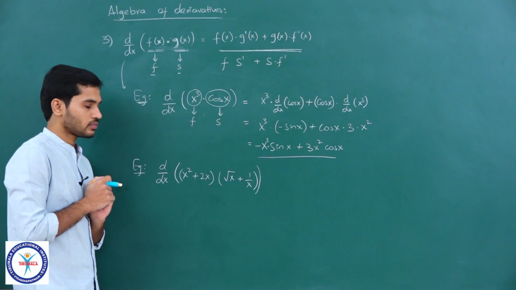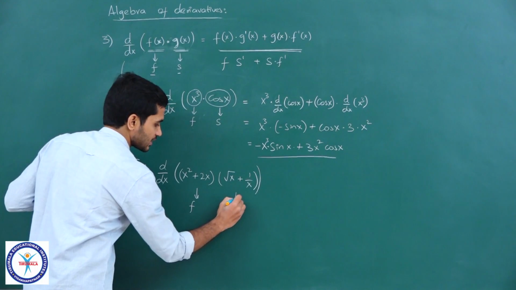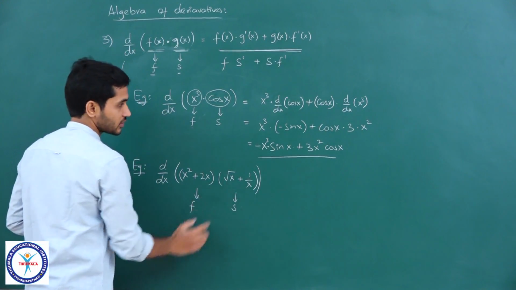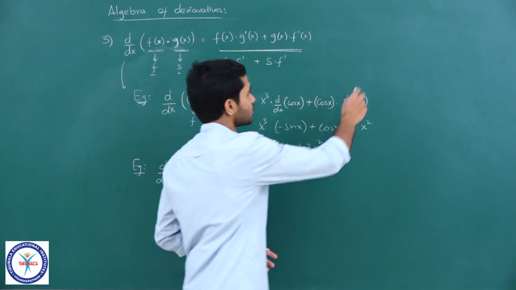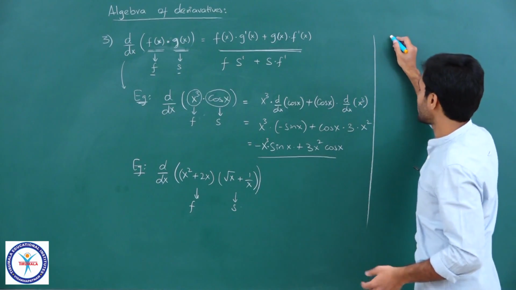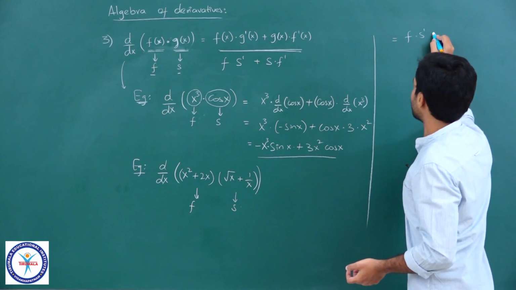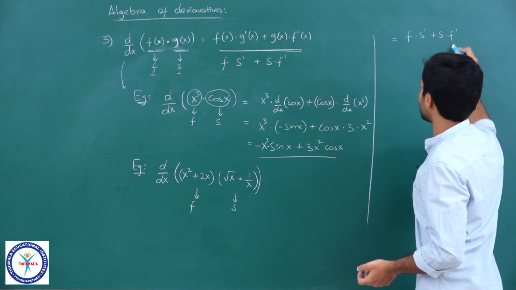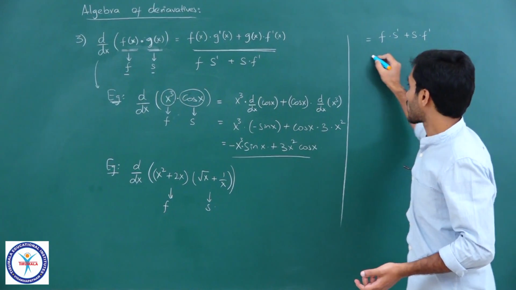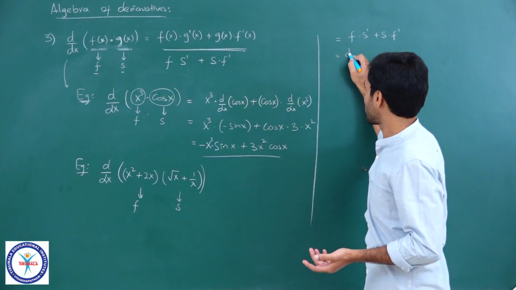So, let us see. Let us say this is the first function, this is the second function. I have already identified that my first function is this, my second function is this. I will write the solution here. Okay. So, I know that the derivative of that can be written as f into s dash plus s into f dash, correct. First into derivative of second plus second into derivative of first. Okay. Let me substitute. Let me do it step by step, right. So, that would be better for you.